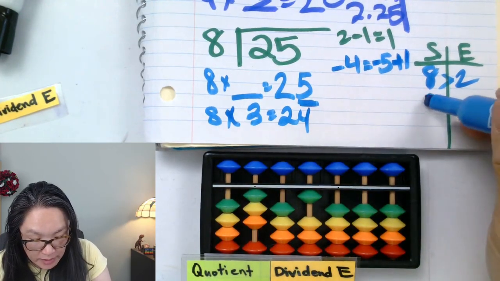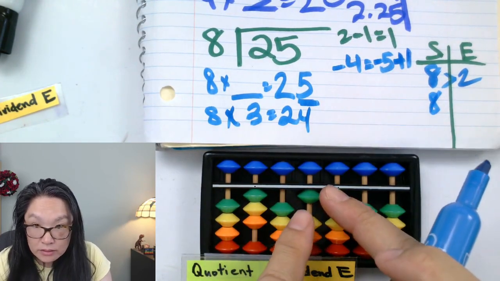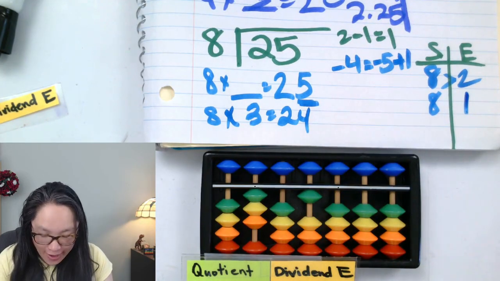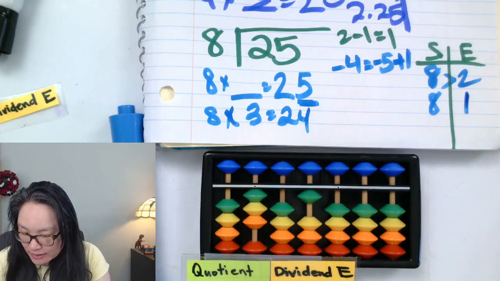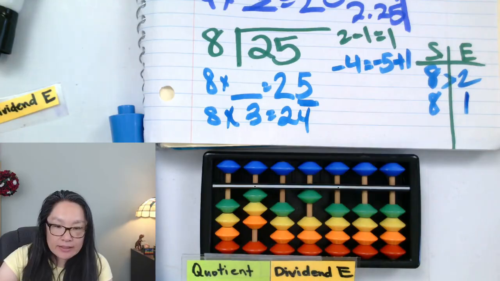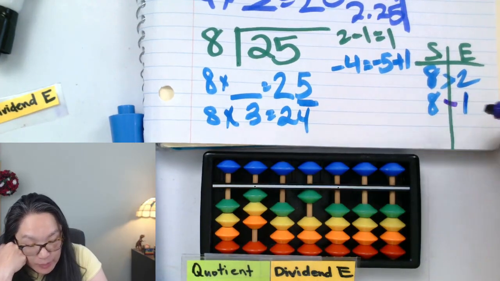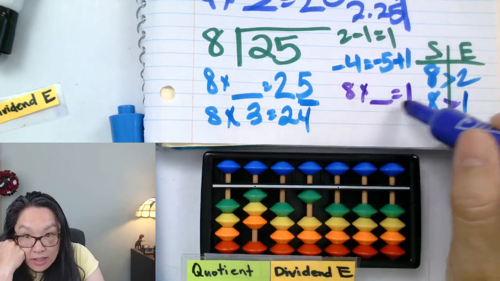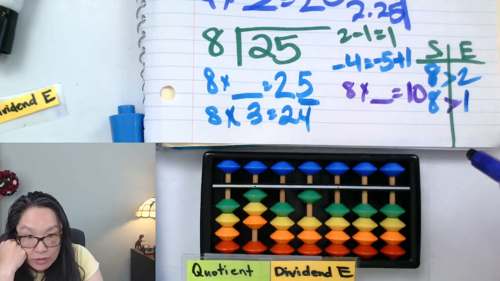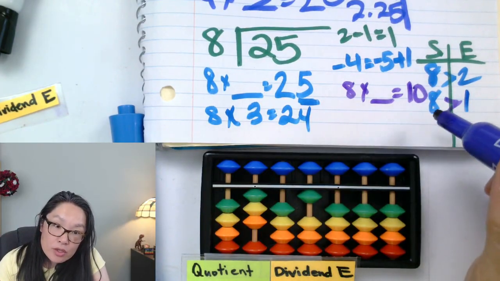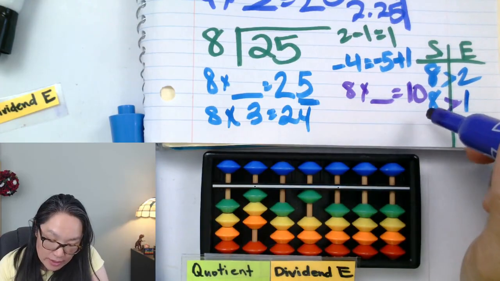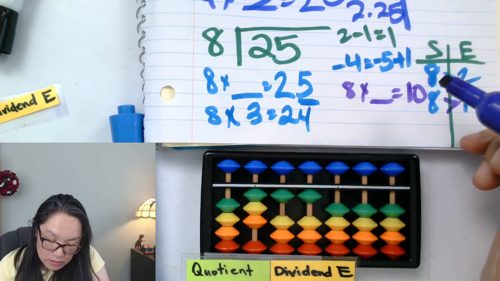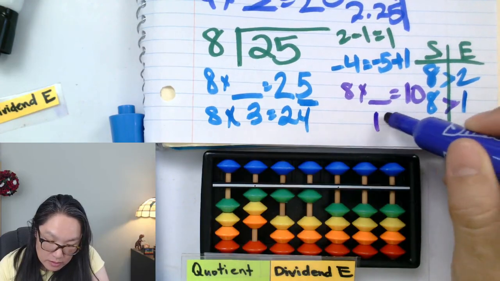Who's bigger, 8 or 1? Yeah, it gets a little confusing, but it's all about getting used to it. The 8 is bigger. So if my 8 is bigger, my question is 8 times what is equal to 1? No, it's got to be 0. That's why we do 2 digits. So what times 8 is equal to 10 or less? 8 times 1 is equal to 8.